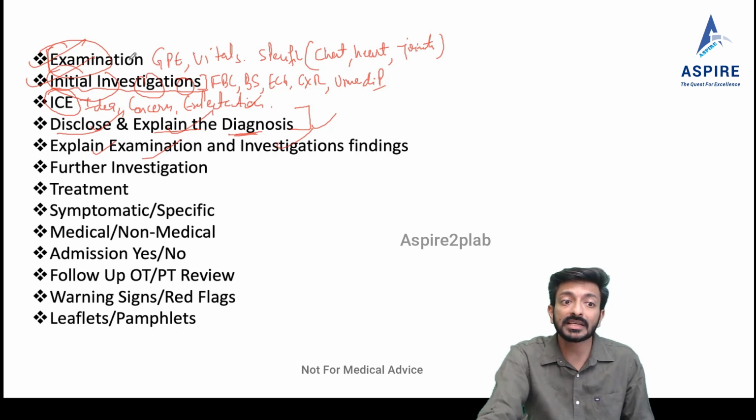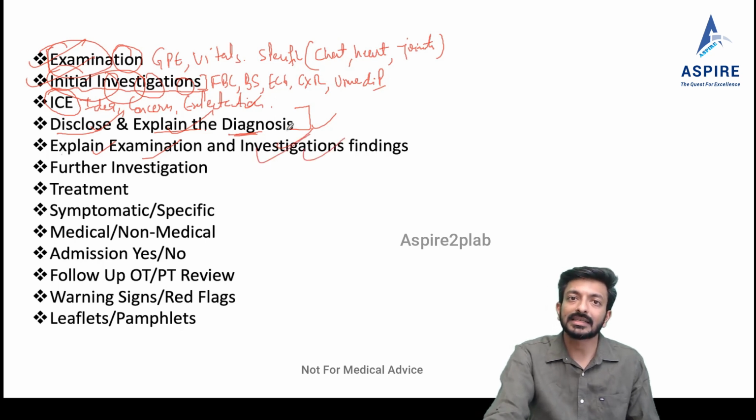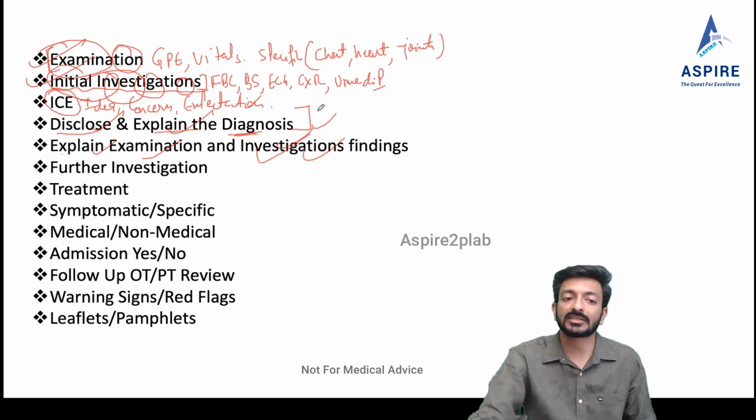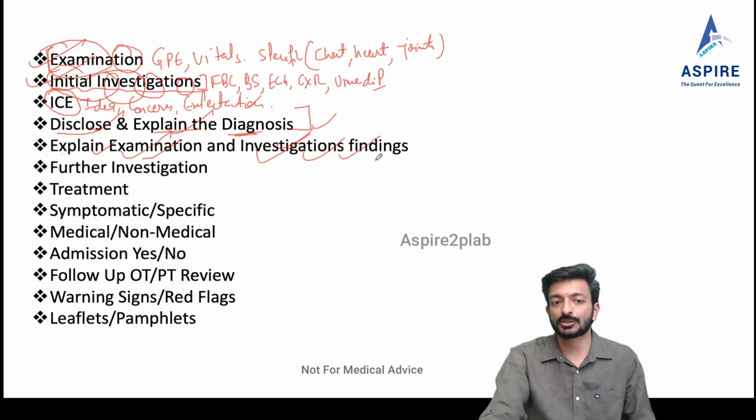Maybe the examiner has given you some examination and investigation findings. Maybe the examiner has given us ESR and CRP, which are high. So say you have a condition called giant cell arteritis, because in the investigation we have found that ESR and CRP, the inflammatory markers, are raised. Meaning, explain the examination and investigation results to the patient.